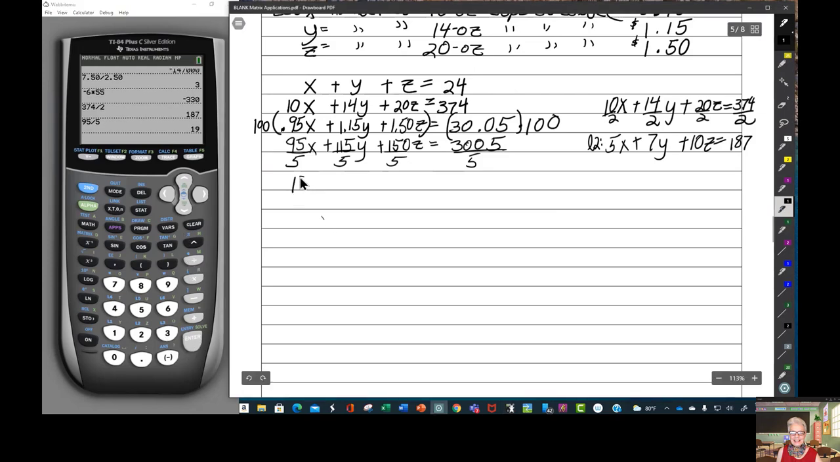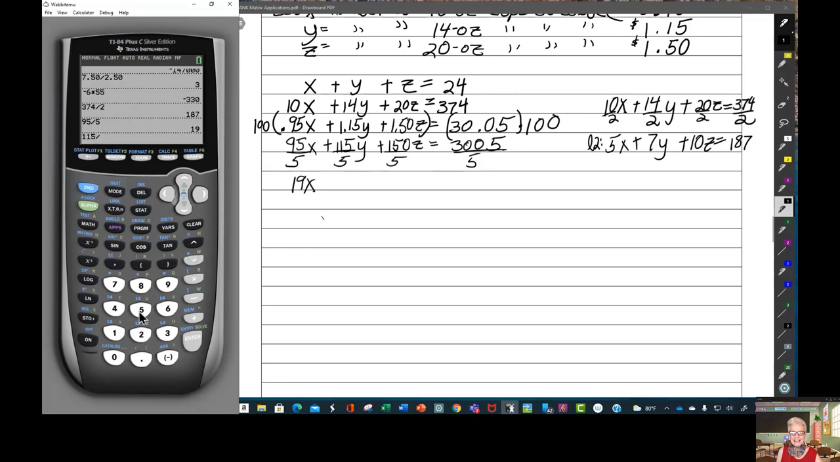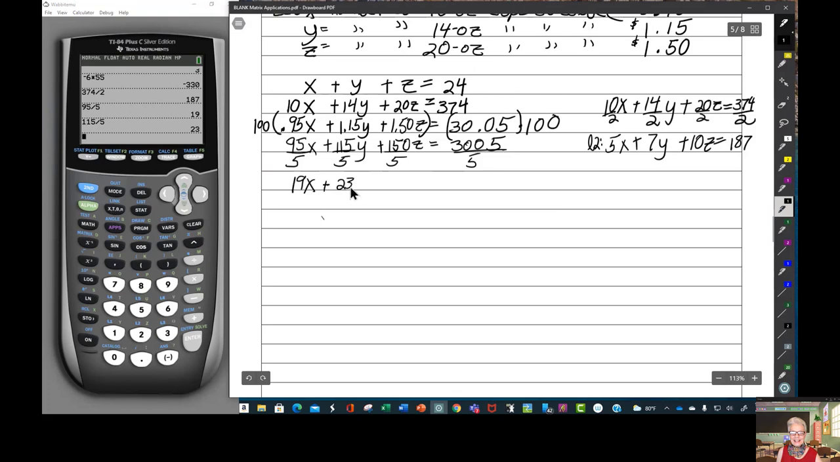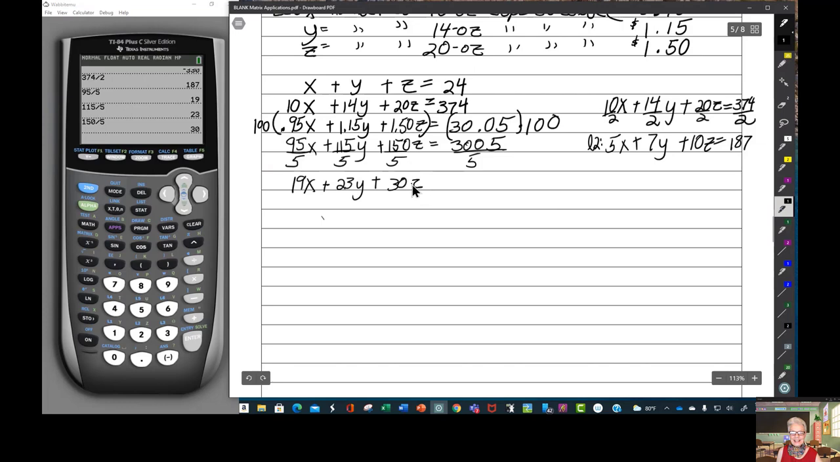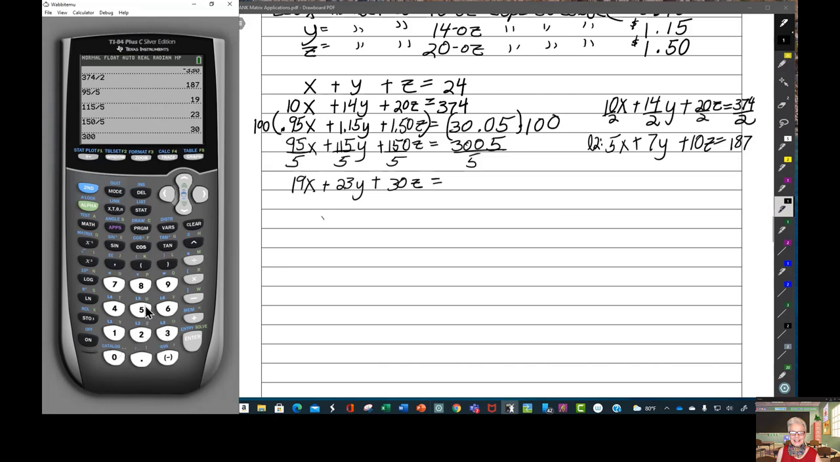Is 19, so 19x. 115 divided by 5 is 23, so plus 23y plus 150 divided by 5 is 30. Could have done that in my head, probably. Equals 3005. 3005 divided by 5 is 601.